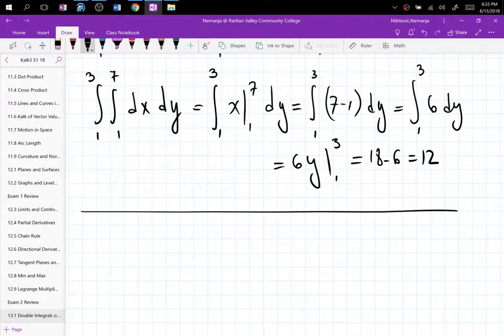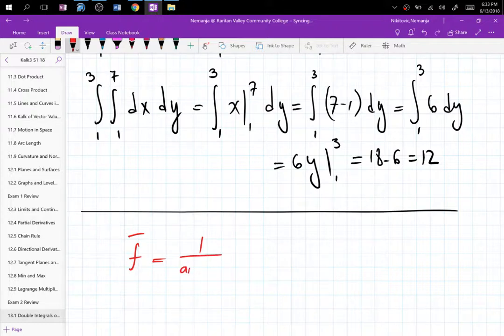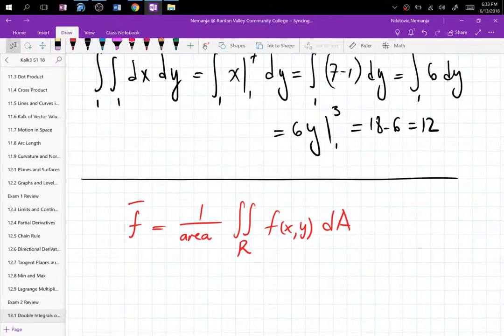Let's see some problems from the homework. Oh, and before we do the problems from the homework, one more definition here. The average value of the function is given as 1 over the area times the double integral over the region R of f of x,y dA. So this is the average value.